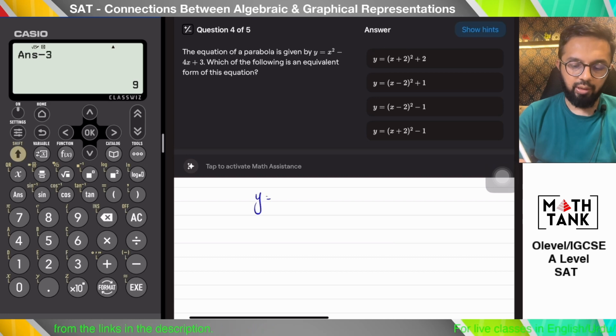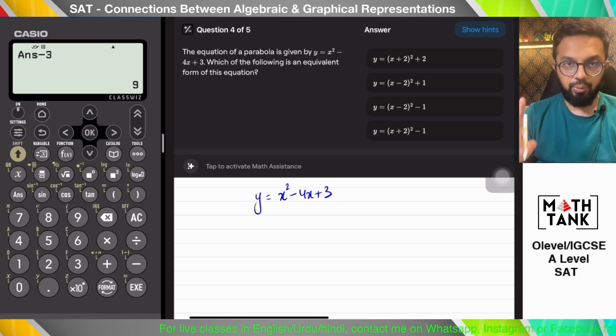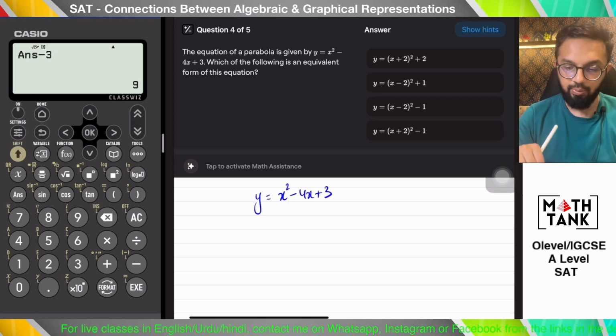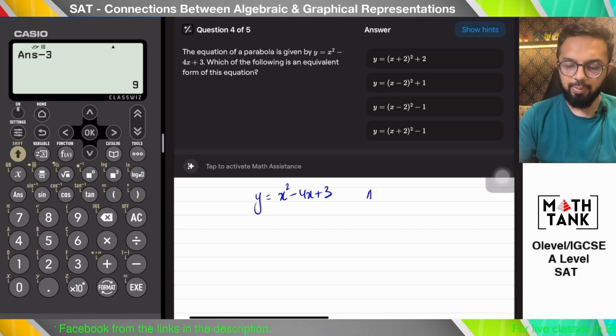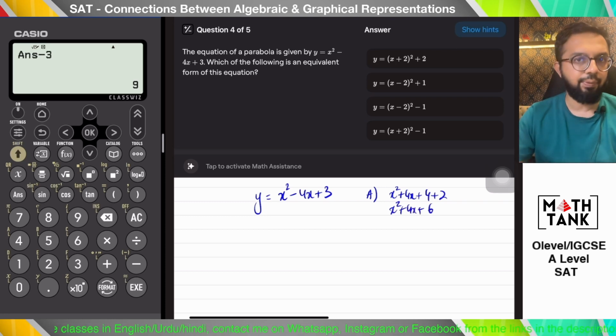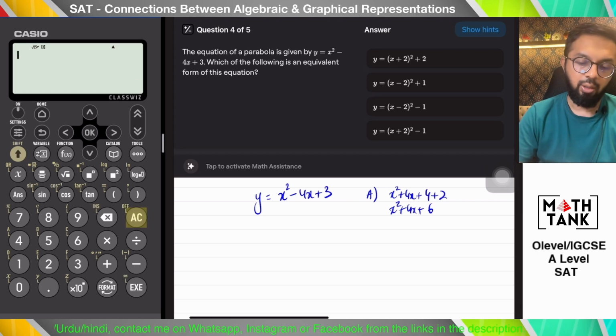Then the equation of the parabola is x squared minus 4x plus 3. Which of the following is an equivalent form? Now I could do two things. I could either complete the square on this one and then try to figure out what the equivalent equation is, or I could expand each of these individually. I could expand answer option A and see if it matches x squared plus 4x plus 4 plus 2. Now that becomes x squared plus 4x plus 6. That's not what I'm looking for. It should be x squared minus 4x something. That's another way of doing it. Or I could do this.